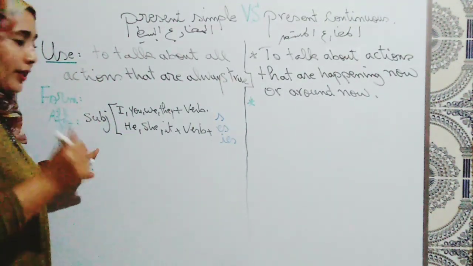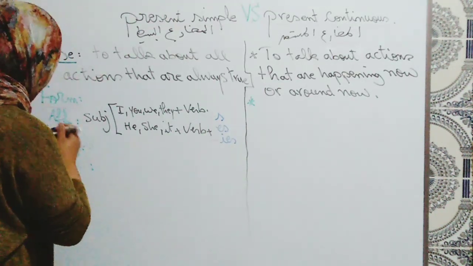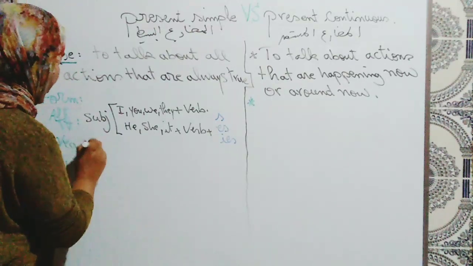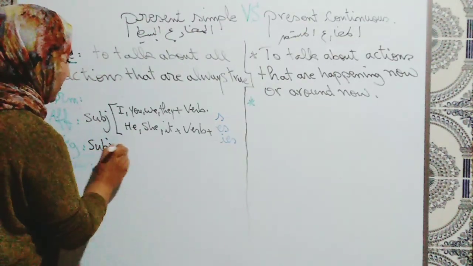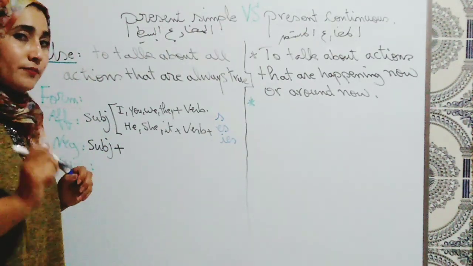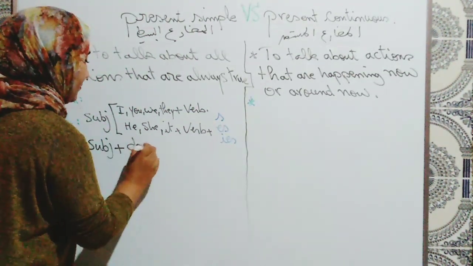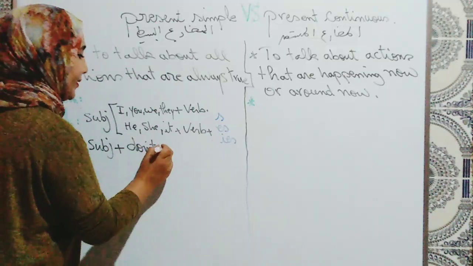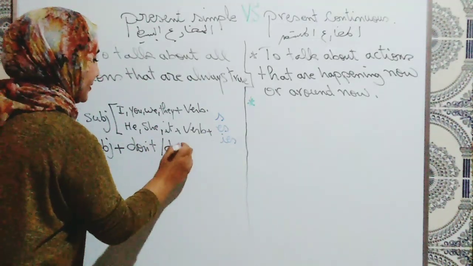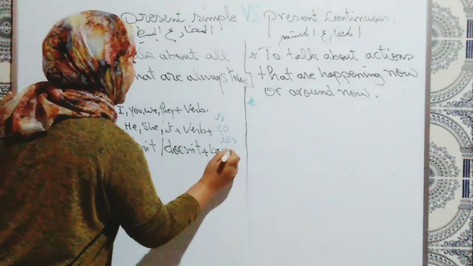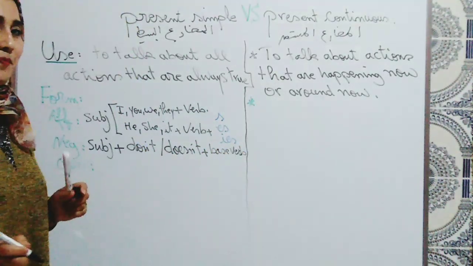We move now to negative. For negative, we have subject plus don't or doesn't plus the base verb. Okay?